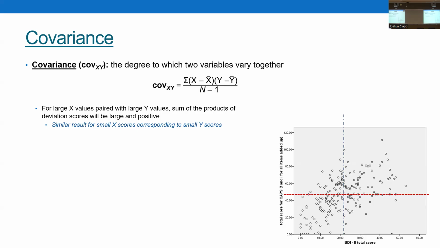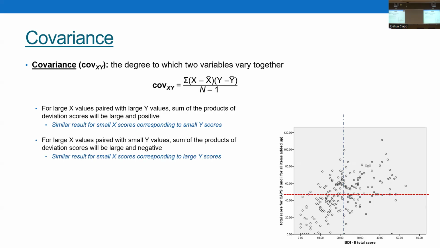Same thing down here. If I have small x's combined with small y's, the deviation from the mean of x is going to be a large negative number, and the deviation from the mean of y is going to be a large negative number. If I multiply a large negative number by a large negative number, what do I get? A large positive number. So I'm going to get a positive covariance here.